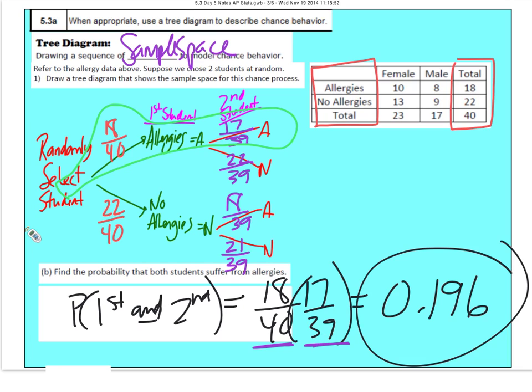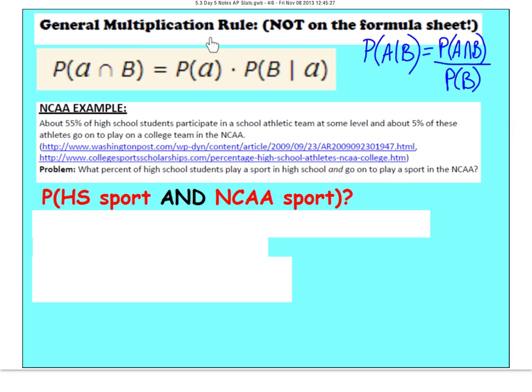The first student with allergies would be 18 out of 40. The second would be 17 out of 39 because one is already gone. Again, it's almost easier just to do it this way, but you can clearly see it in the tree diagram here. Now the next thing is called the general multiplication rule.